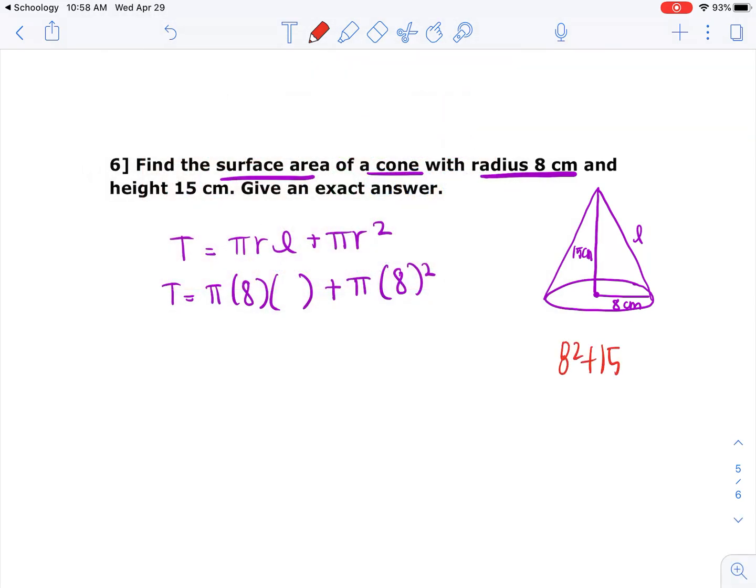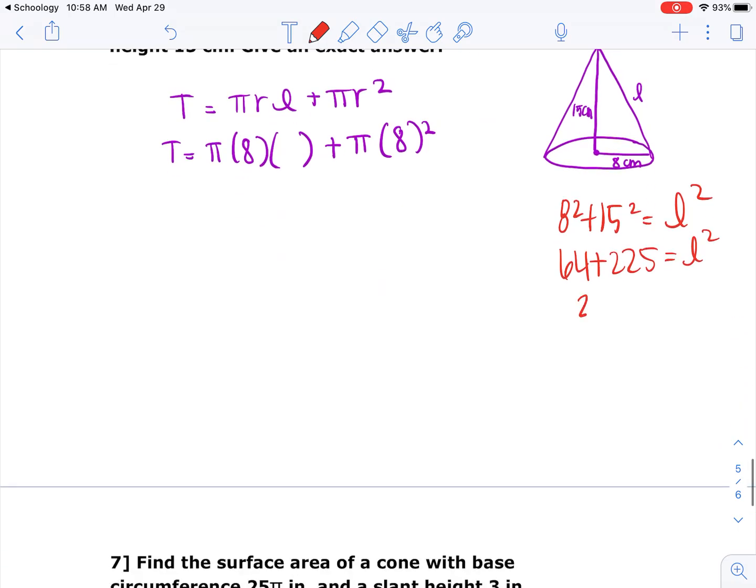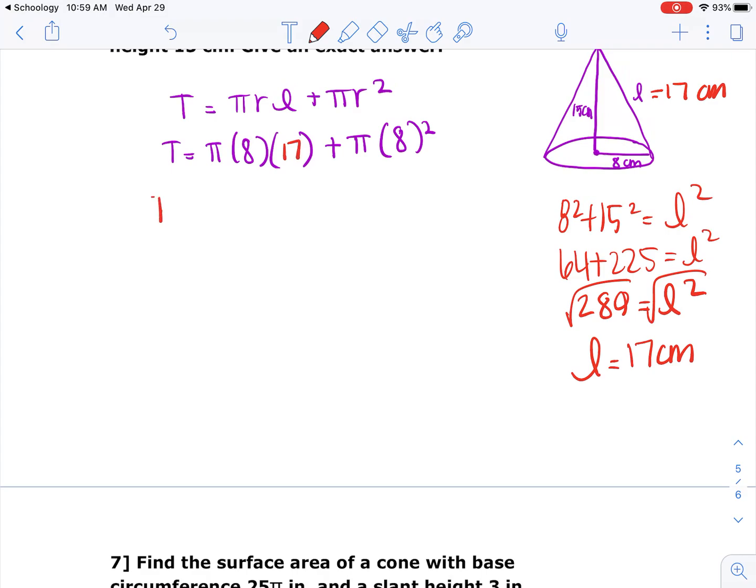8 squared plus 15 squared equals slant height squared. You can have x there. 64 plus 225 is equal to L squared. 289 is equal to L squared. Square root, once again, plus or minus not necessary because it's a length. And you get 17 centimeters. So this is 17 centimeters. Put a 17 there, and now I'm ready to get my exact answer.